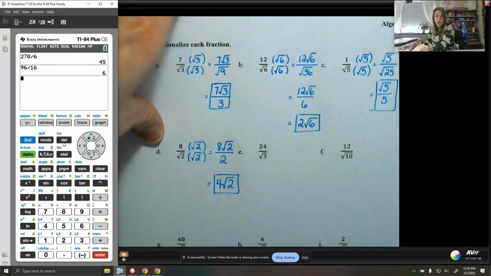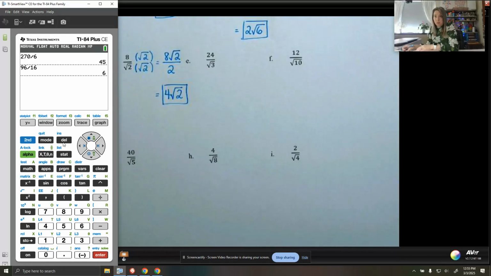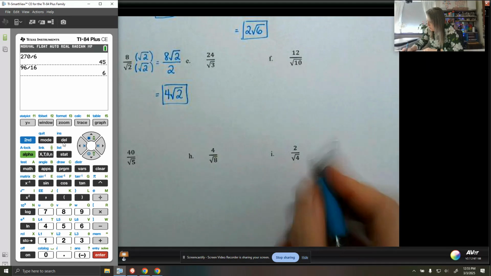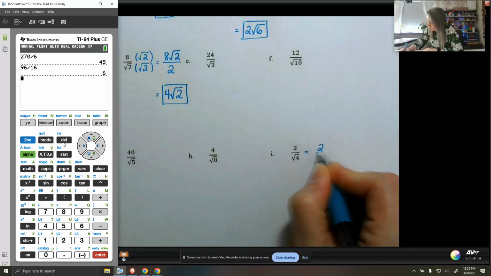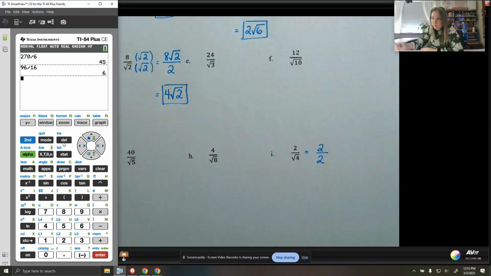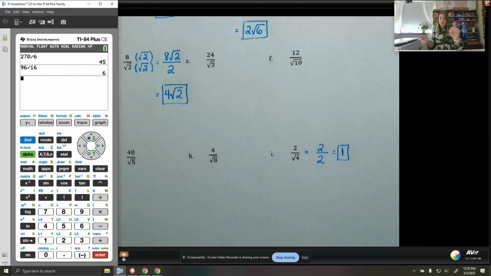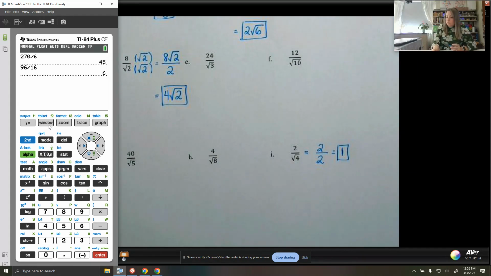I just quickly want to do J. I've got to stop because my bell is about to ring. If you have a perfect square under the radical in your denominator, just take its square root. What's the square root of 4? So this one was a trick, but I just wanted to make sure I did that. Pause it right here and try E, F, G, and H, please, and I will be back with your answers.